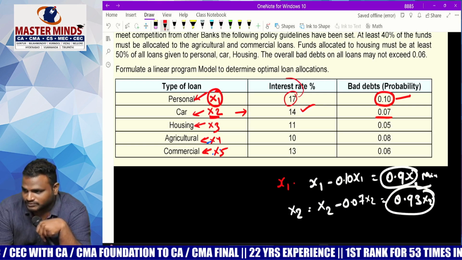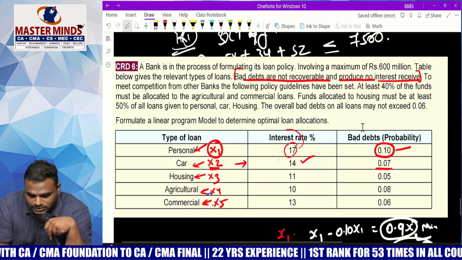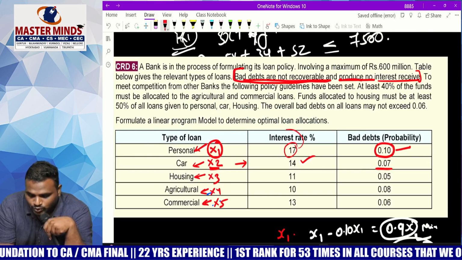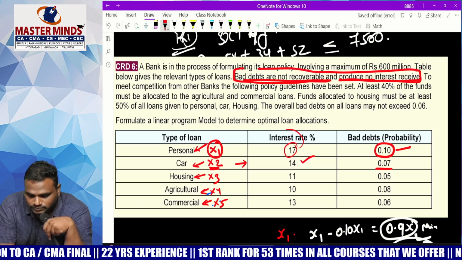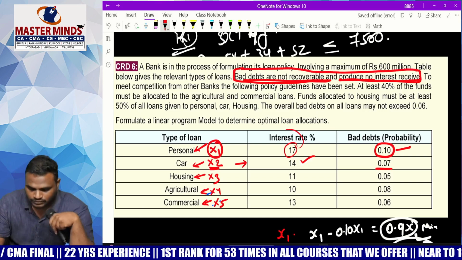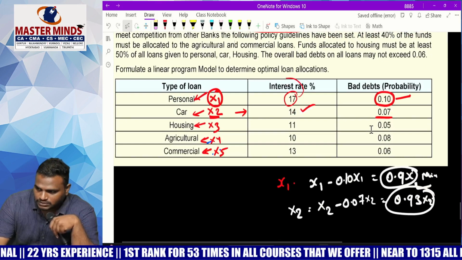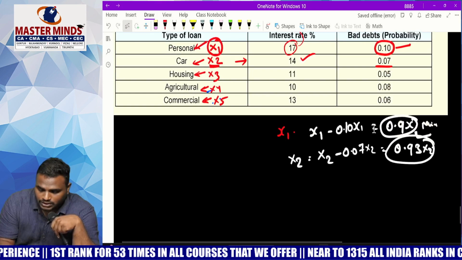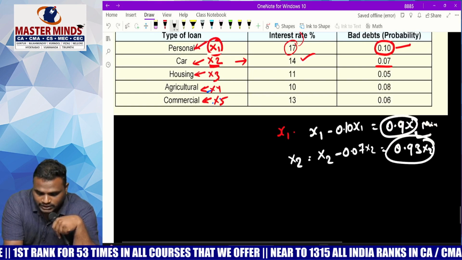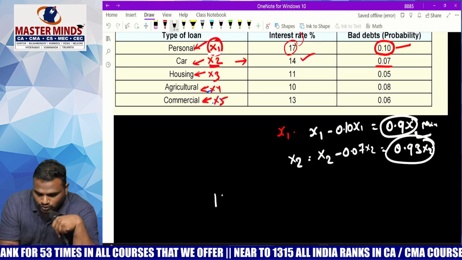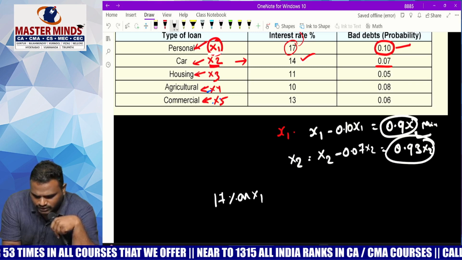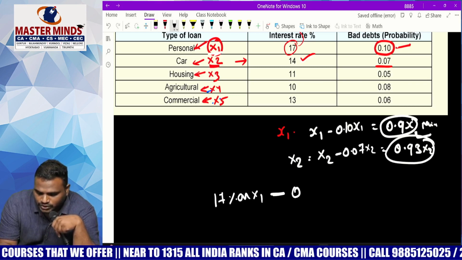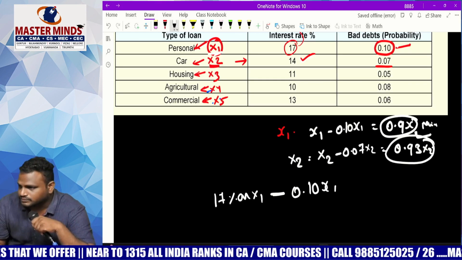That is wrong. The importance of this statement is, please underline this line: bad debts are not recoverable and produce no interest. There is another view also. In interest income, X1 is the loan amount. How much interest will you get? 17% of X1 minus the entire 10%, which is the loss for us, right? They are reducing this entire 10%. Do you understand?